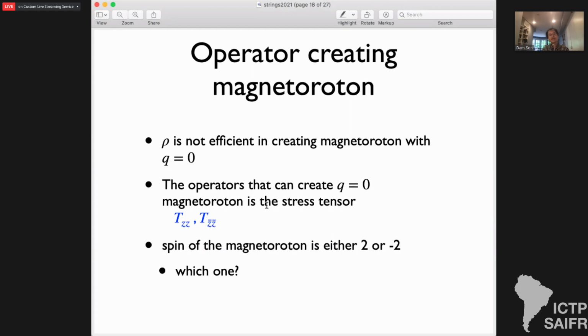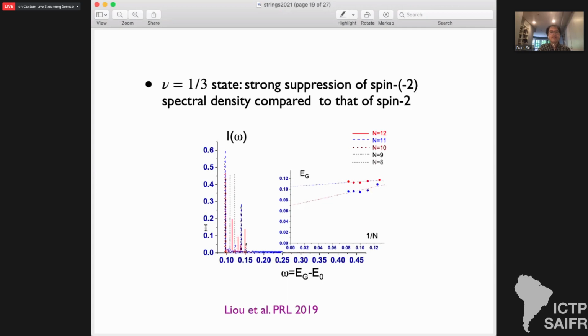So here we have a very interesting situation in which the lowest state in the system is created by acting with a component of the stress tensor, namely T_zz and T_z̄z̄, on the vacuum. So the spin of the magnetoroton is either 2 or -2. And one can ask which one of these creates the magnetorotons. That question has been studied numerically in this paper. For example, for the nu equal 1/3 state, they found a strong suppression of the spin -2 state as compared to spin 2. So this line here is all spin 2 spectral density, and the round points barely visible here correspond to the spin -2 mode. So in the nu equal 1/3 state, the magnetoroton has spin 2, not -2.